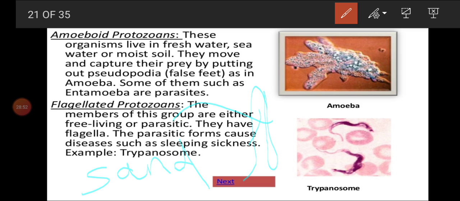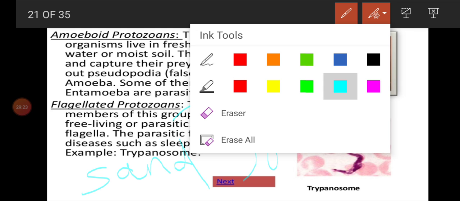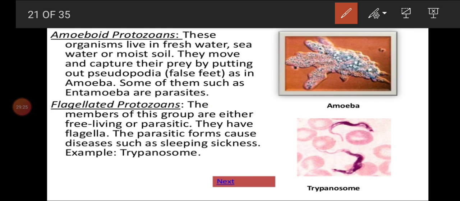Is that clear, children? Now I think you are clear about what protozoan is and what the four types are. Amoeboid protozoan, for example amoeba, Entamoeba, causes dysentery, so it is a parasite. Flagellated protozoan, trypanosoma, is also a parasite that causes sleeping sickness, found in African regions. Amoebic dysentery, Entamoeba histolytica, is common in India. Flagellated protozoans are most commonly seen in African regions.